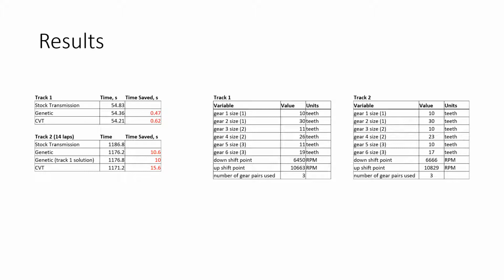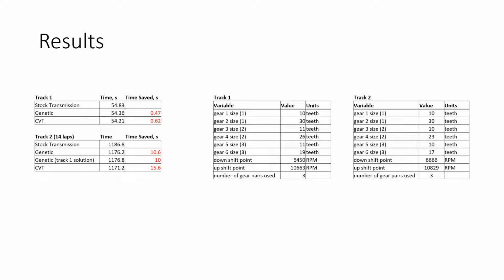For the other race that was simulated, a different racetrack was used and 14 laps were run on it. This time, the genetically optimized gears saved 10 seconds, and the CVT beat it by an additional 5 seconds. As a reference, in real life, the difference between first and second place was only 5 seconds.